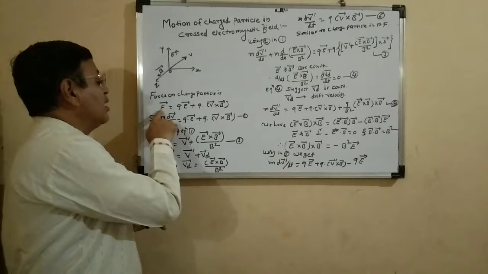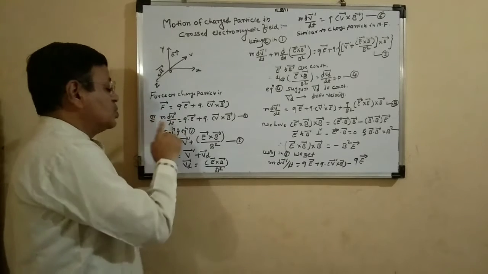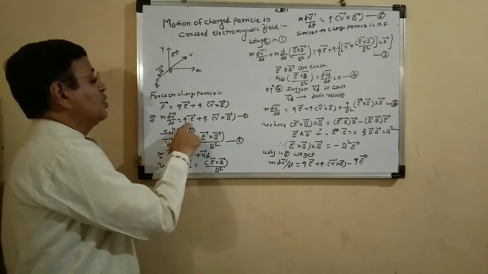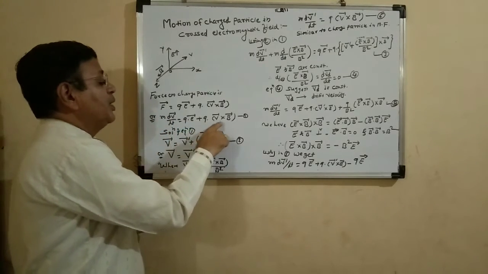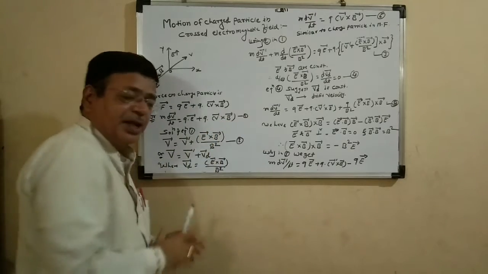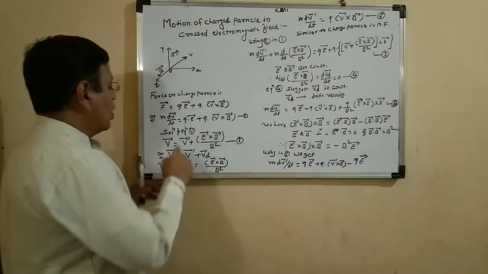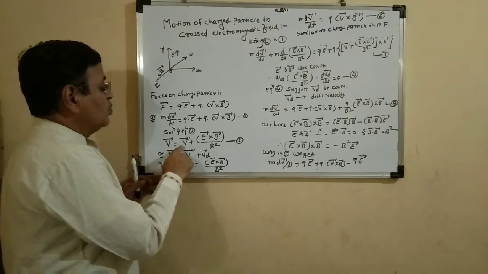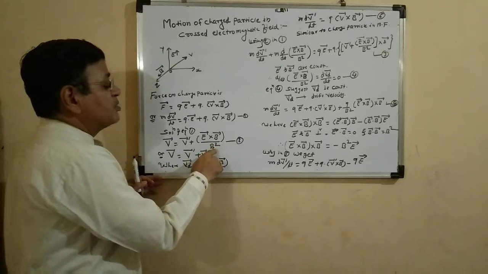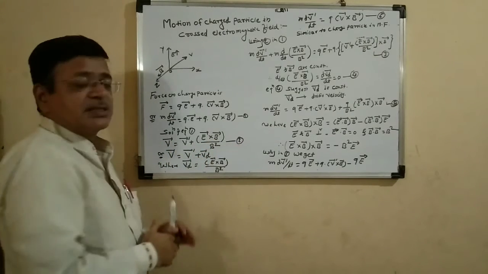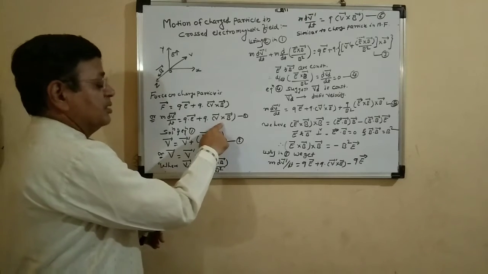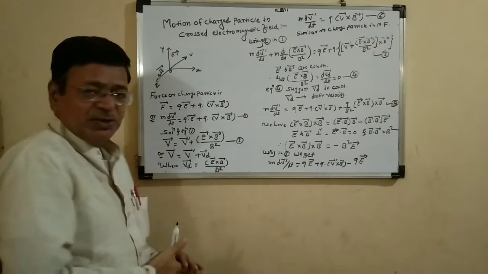We know very well that mass into acceleration is the force. So m dV/dt = qE + q(V × B). Call this equation number 1. The solution of this equation is V = V' + (E × B)/B². Call this equation 2. Equation 1 is our differential equation.